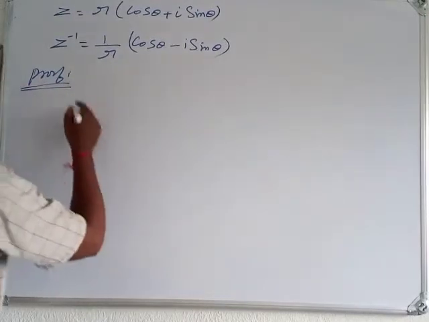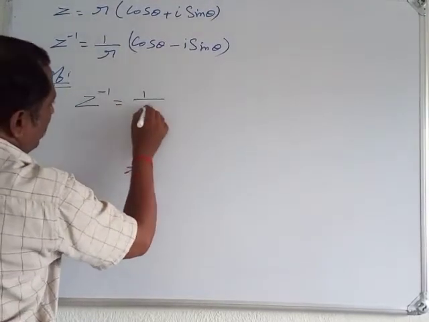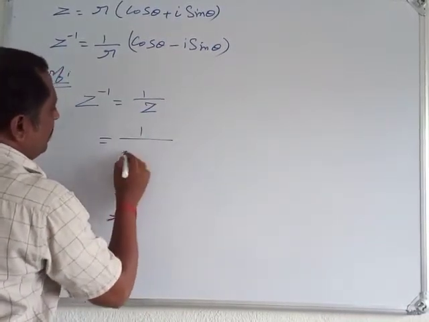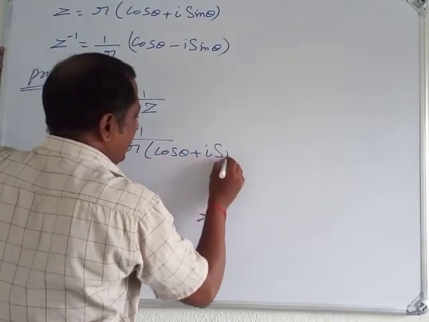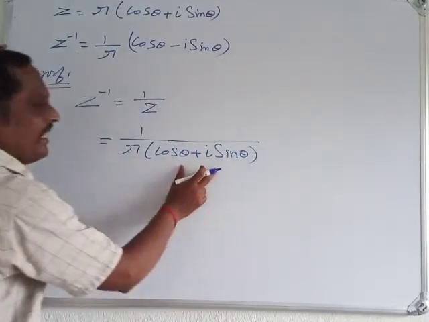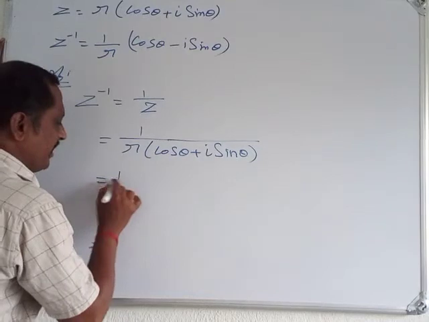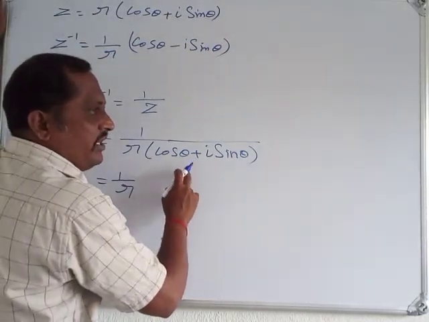Proof. So z is known. So z inverse means 1 divided by z. So 1 divided by z value r into cos theta plus i sin theta. So this is rectangular form, this is polar form. In rectangular format, this is the real part, this is the imaginary part. So when the format is like this, you have to write this number in standard form.